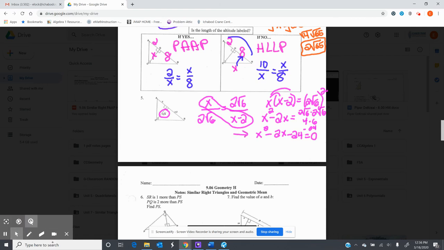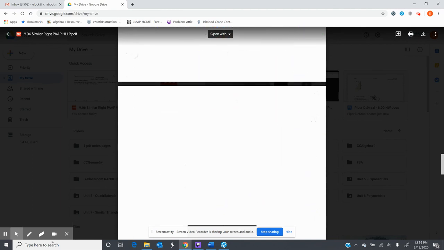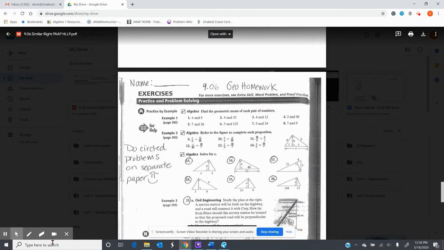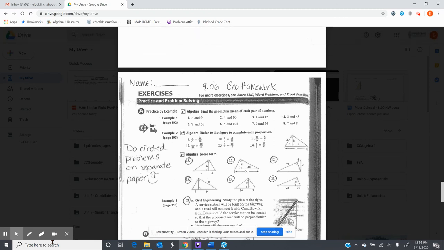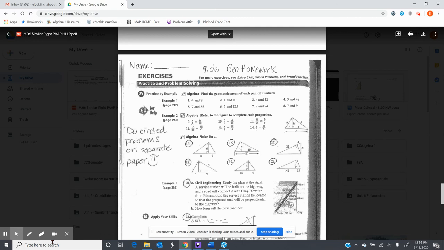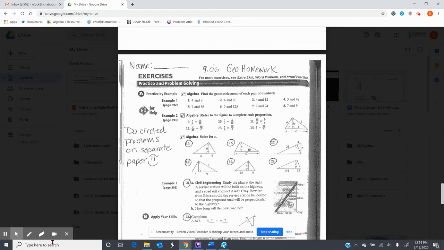So if I just scroll to your homework for a minute, so you can see, it is a textbook page, so I'd like you to do the circle problems on separate paper. So like looking at number 15, that looks like an altitude rule to me. 16 would be an altitude rule. So remember, if the whole thing is 50, you might have to subtract to get one of your parts. So just looking at that quick example to help you out, you would need a 10 there for your altitude rule because you need the 2 parts in order to go into the PAAP rule.